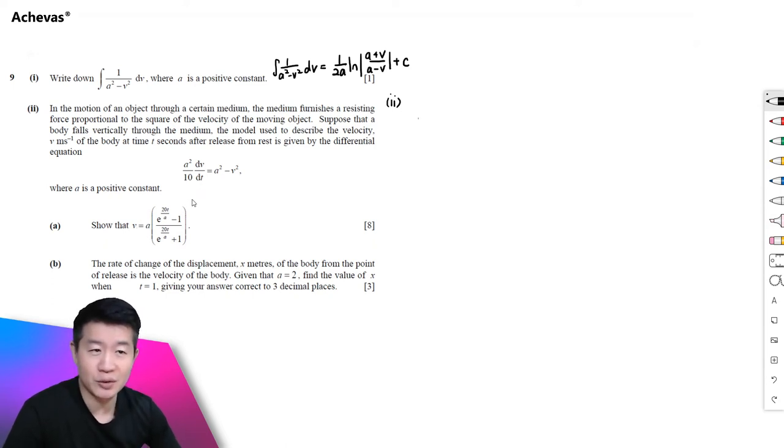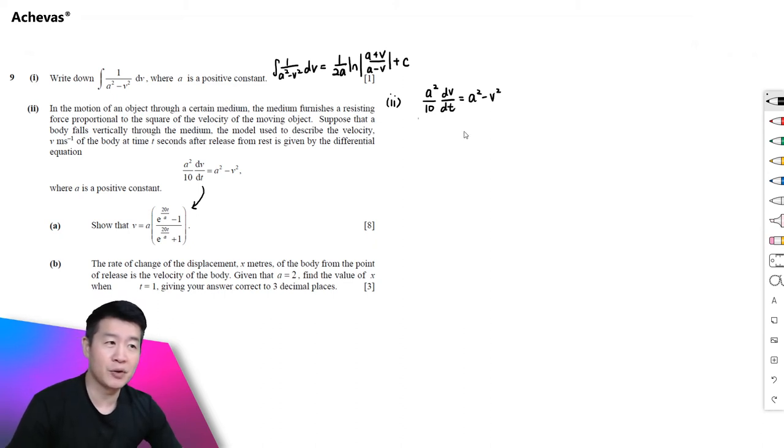So what this question is trying to hint to us is that from here to here, let's try to solve this differential equation. So we have a square over 10 of dv dt equal to a square minus v square. Like what I've mentioned before, for solving differential equations, you must recognize that there are just two forms for you to solve them. One is if it is a simple differential. The other one is when it is a variable separable kind of differential.